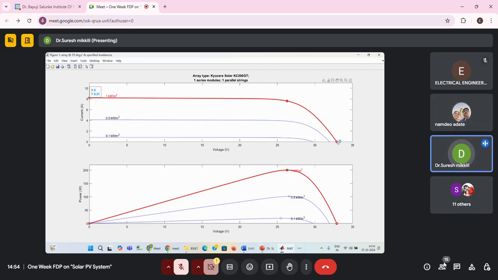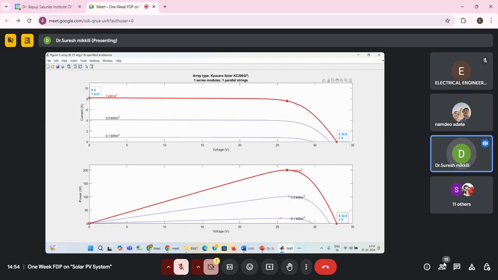1000 watt per meter square. Now, when you have taken 1000 watt per meter square, voltage is 32.9. Is it correct? Yes, it is showing. This is the PV curve, power versus voltage, 32.9. And the current is approximately 200 there.